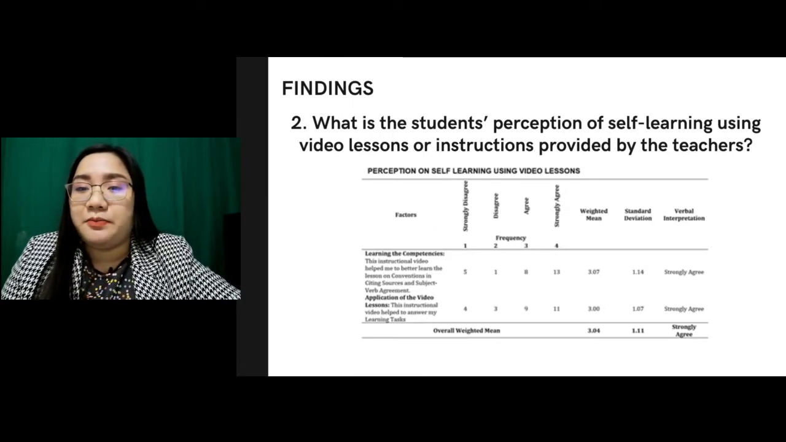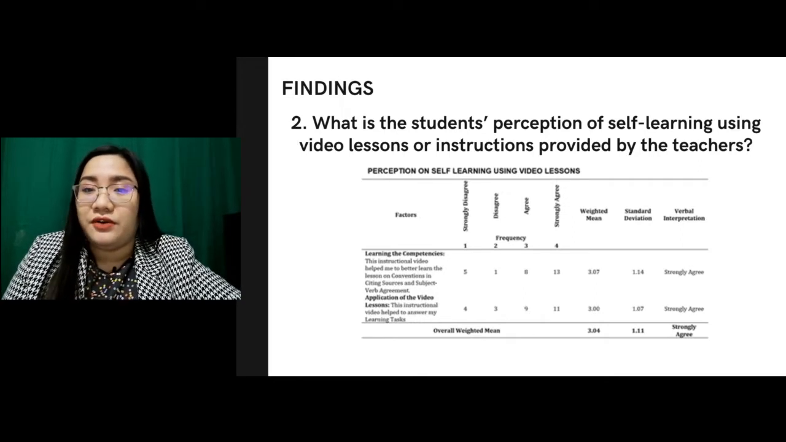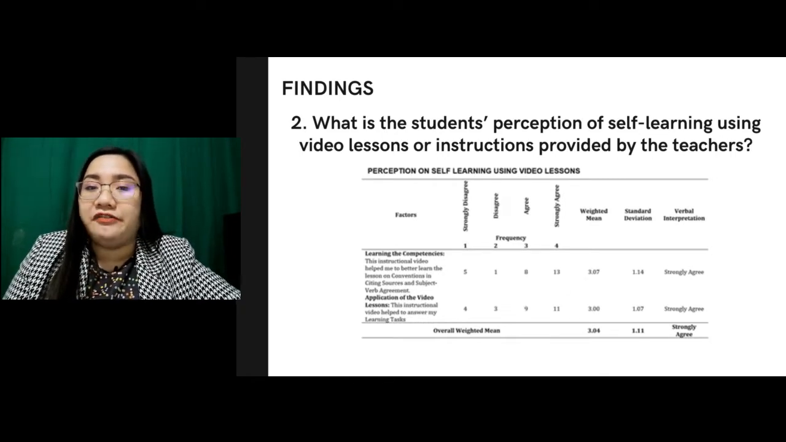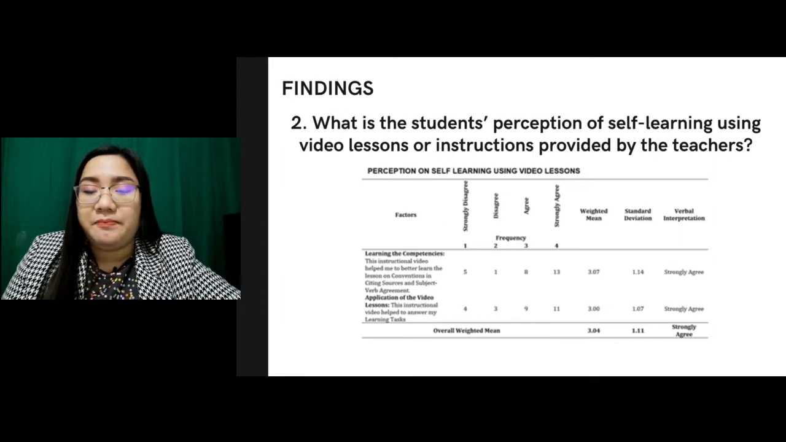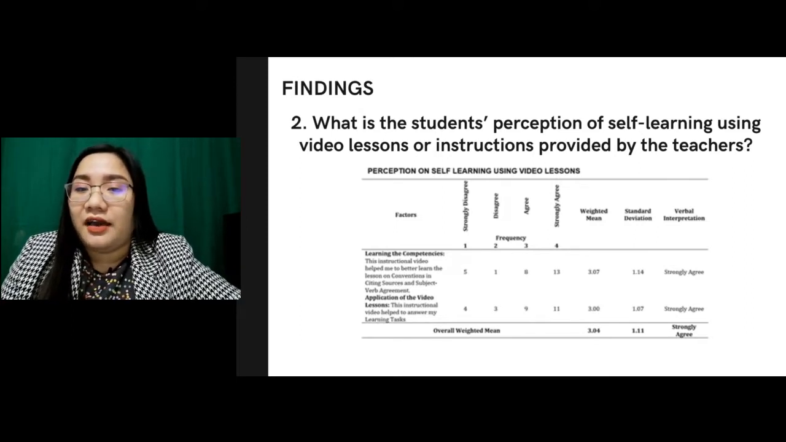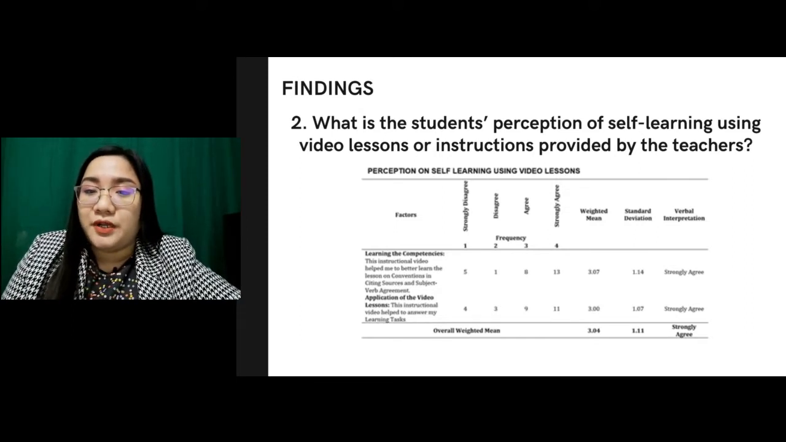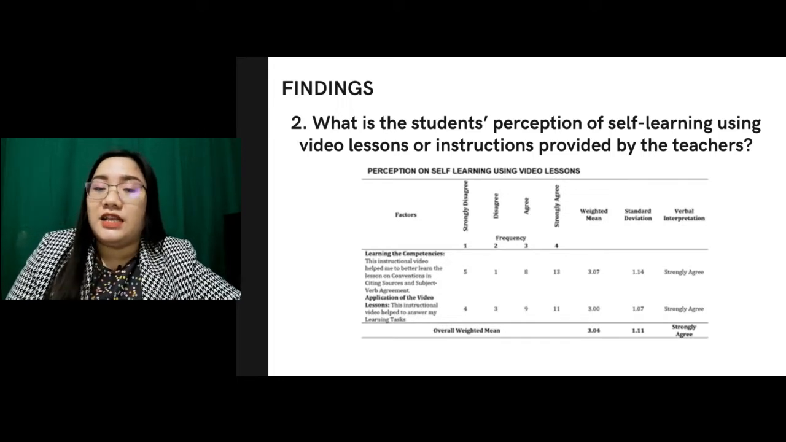What is the student's perception on self-learning using video lesson or instructions provided by the teachers? So according to this data as presented, the result shows the student's perception of the self-learning using video lesson or instructions provided by the teacher. As shown, it presents that learning the competencies is the highest contributing factor to students' perception of self-learning using video lesson or instruction provided by the teachers.